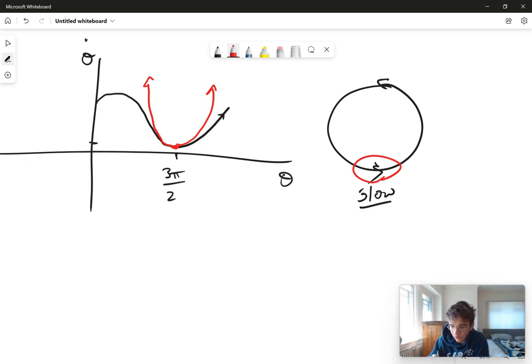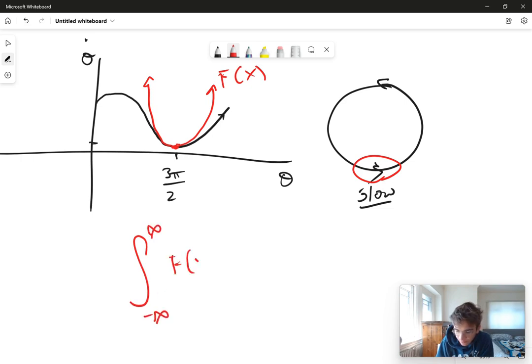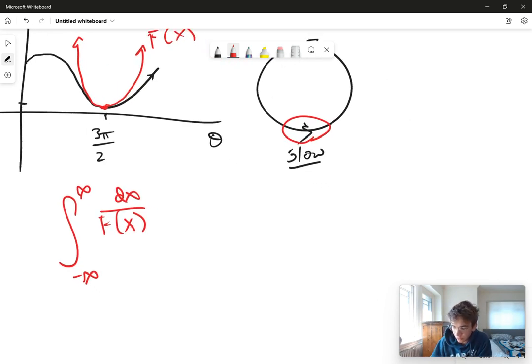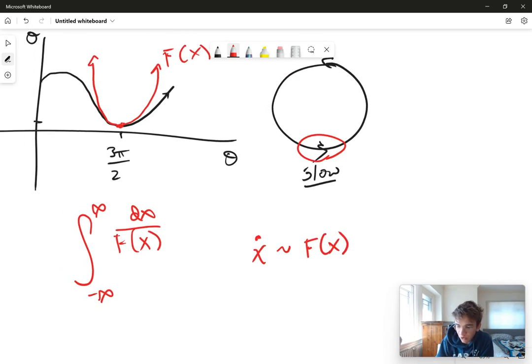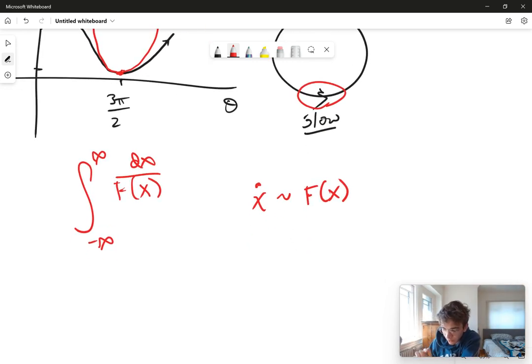And then if we integrate this parabola, I'll call it capital F of x. If I integrate capital F of x from negative infinity to infinity, or sorry, dx over capital F of x. So again, if I have the differential equation, x dot is approximately capital F of x. So I want to just approximate my flow by this red parabola, which is the second degree Taylor expansion around the fixed point, ghost fixed point.